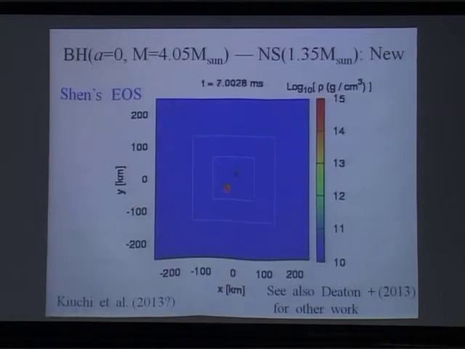Okay, so a similar simulation is possible for a black hole neutron star binary. And I think that Harald and his collaborators performed a similar simulation, but now it's possible by two groups.